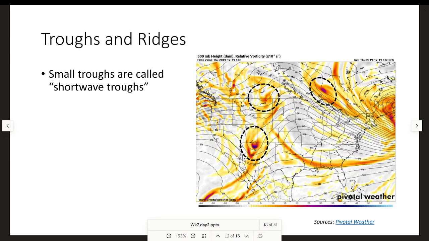So, yeah, if you're looking at a map and you see these little mini troughs embedded in it, there's a good chance that it's going to fire up some powerful storms if you have all the ingredients you need.